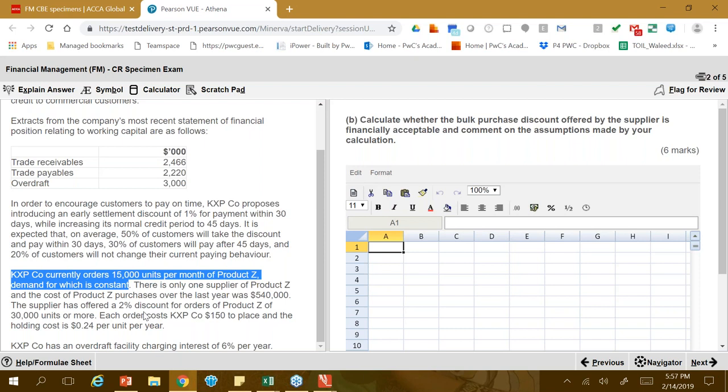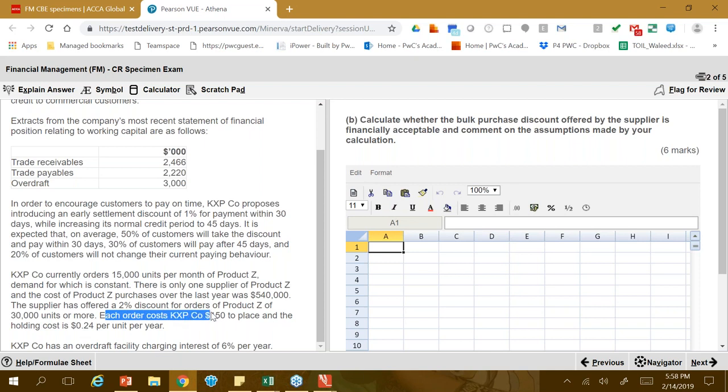There is only one supplier of product Z, and the cost of product Z purchases over the last year was $540,000. So this is the total purchase cost for product Z, $540,000. The supplier has offered a 2% discount for orders of product Z of 30,000 units or more. So this is the quantity we need to order to get the bulk discounts: 30,000 units. Each order costs $150, and the holding cost is 0.24 per unit per year. So this is the CO and this is the CH, holding cost per unit per annum.